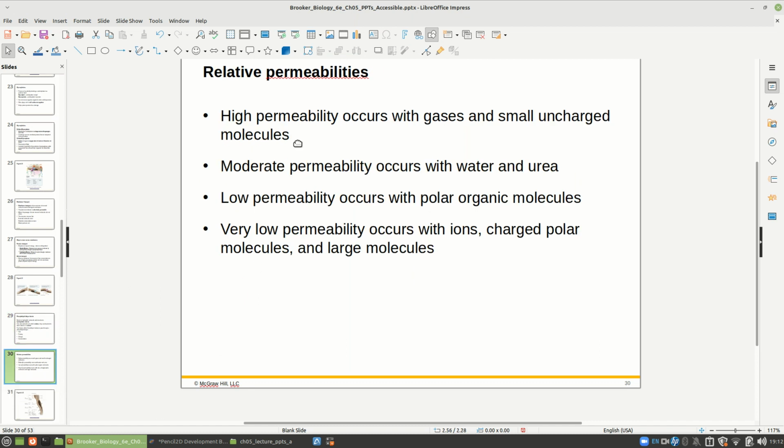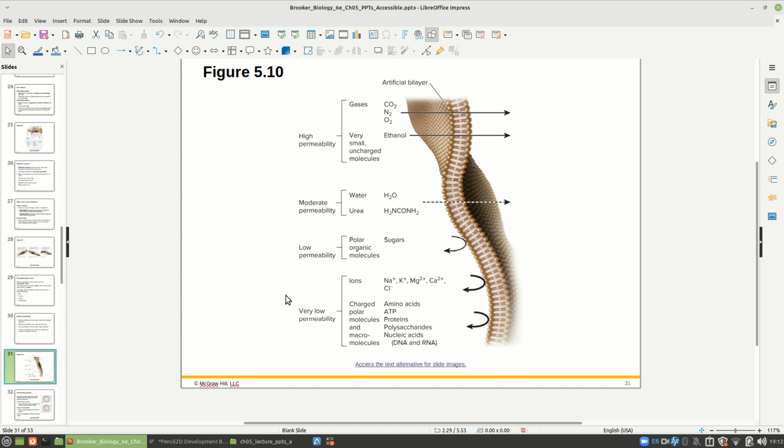High permeability. Well, gases and uncharged molecules get through pretty quickly. Water is moderately permeable. Water can pass through, just very slowly. Things are getting a little larger, and if they have some odd chemistry, like they're polar, then they have a harder time getting through. And then very low permeability is when you have something with a high charge, or it's very polar, or it's very large. So just realize that some things get through, some things do not. Here is a list of those things.